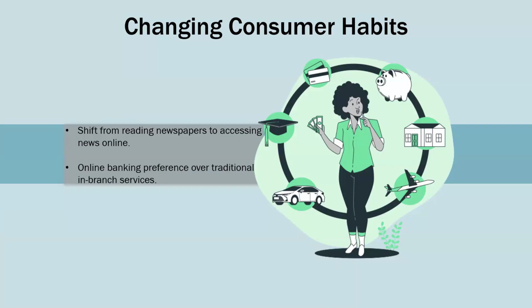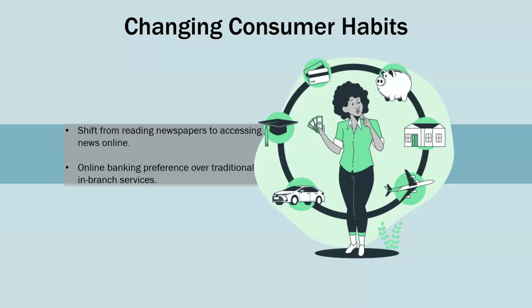So there's what we call changing consumer habits, right? Nowadays, I can give an example: people used to go and buy newspapers, magazines, novels and whatever, right? But nowadays, because of the advancements of technology, you don't need to buy a physical newspaper anymore. You can access news online, like News24, right? And there's online banking preferred over traditional in-branch services. So you can see that these are what we call changing consumer habits.